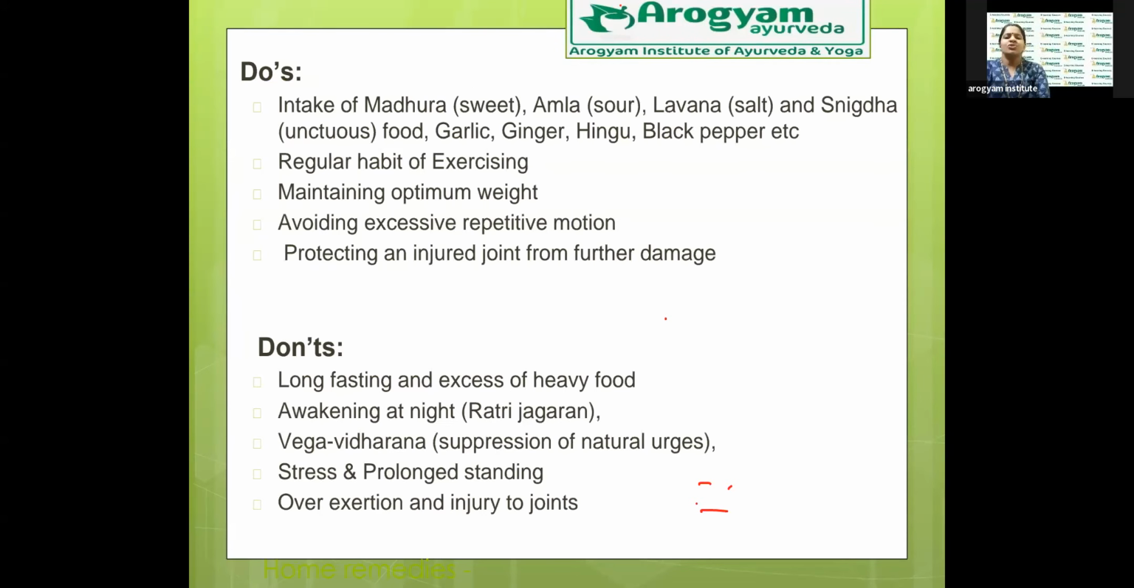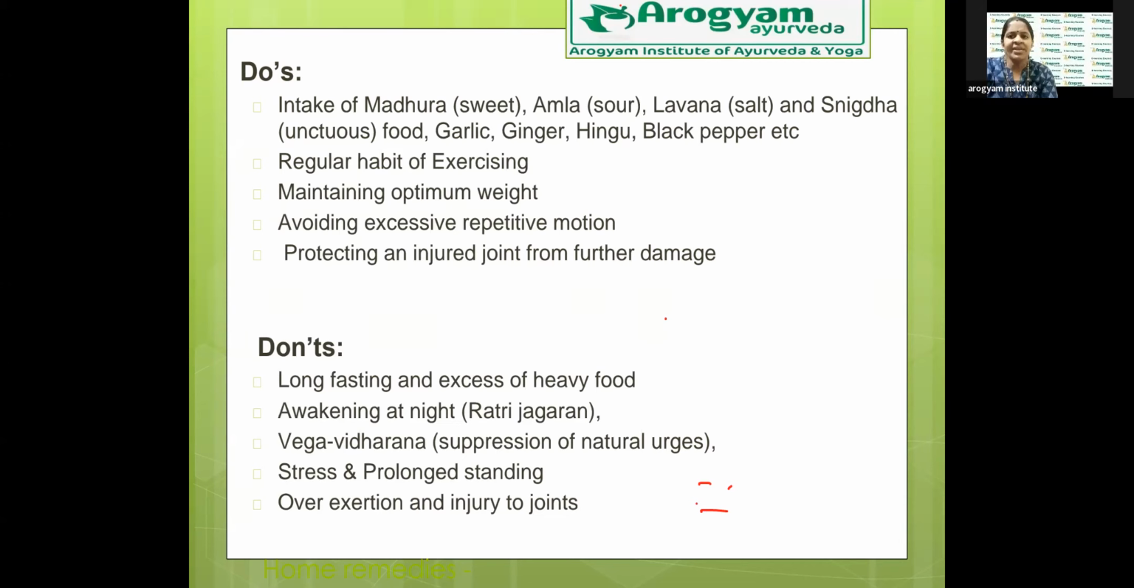Do's: so take in madhur ahar. I am not asking you to have rasgullas and sweets every day. No, it is like carbohydrate, or I can even say easily digestible types of food regularly. Sour and salty, because these three together help in reducing vata to a great extent. And snigdha ahar, garlic, ginger, hingu, black pepper, etc. are good. Regular habit of exercising should be adopted.